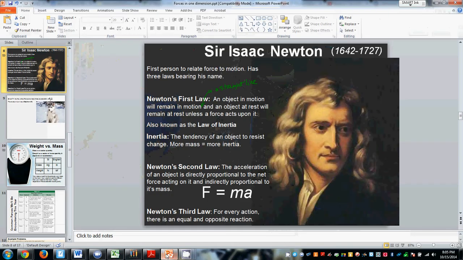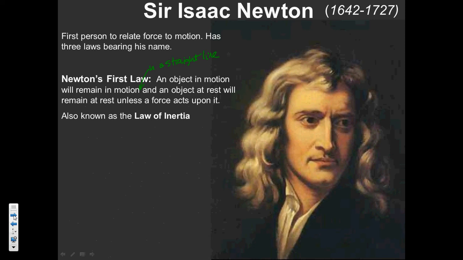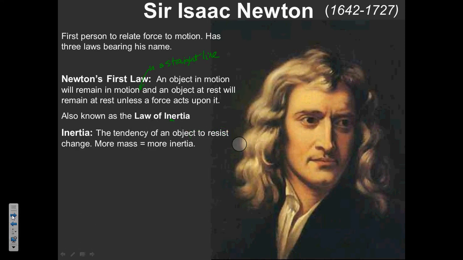Newton's second law, well, sometimes this is known as the law of inertia. Inertia is an object's ability to resist change. Things that have inertia are massive things. More mass equals more inertia. Inertia is how hard it is to accelerate something, like to get it moving or to stop it moving. The law of inertia: the tendency of an object to resist change.